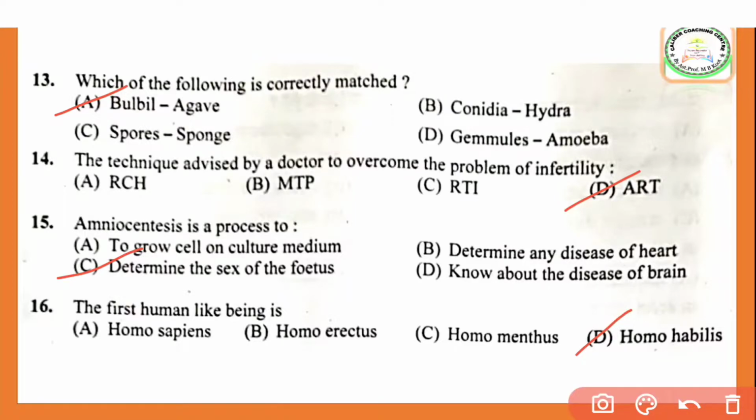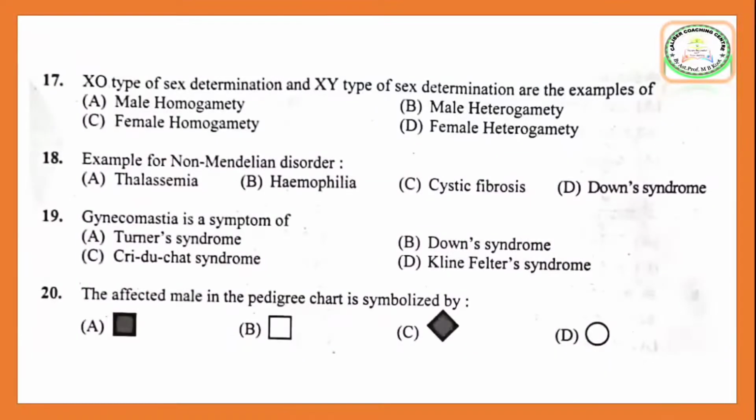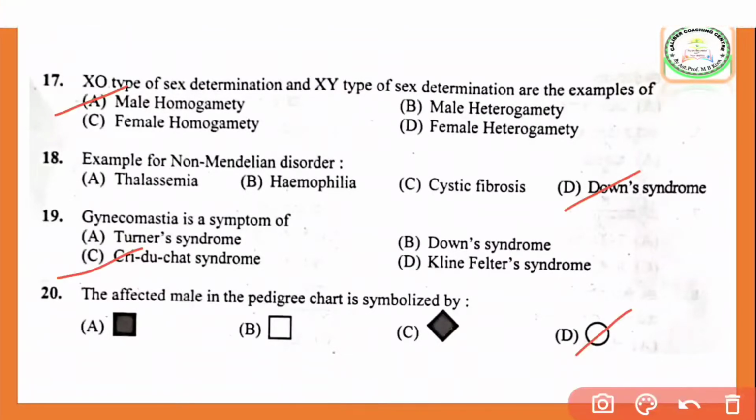Let us move on to question number 17. XO type of sex determination and XY type of sex determination are the examples of male homogamety, male heterogamety, female homogamety, female heterogamety. And the answer for this question is male heterogamety. Option B is the correct answer.